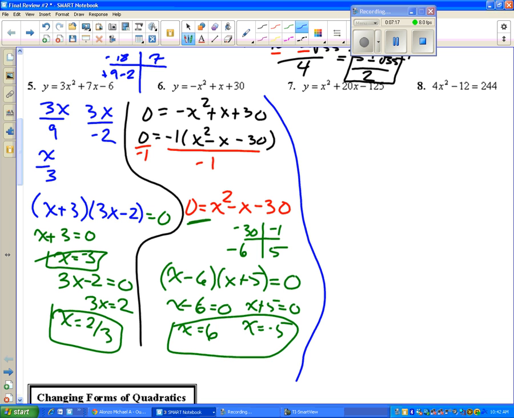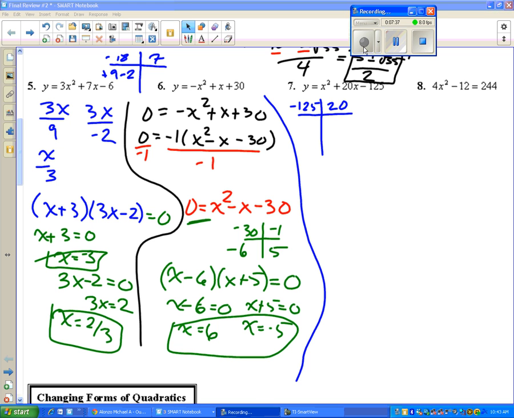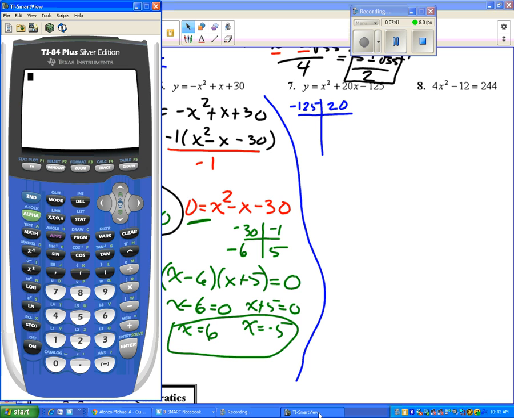Again, I've been doing all of this. Let's see what we can do here. This is a perfect square, but 125 is not. So let's see if we can do this by factoring. What multiplies to be negative 125 and adds to be 20? Go to my calculator and do negative 125 divide by x. Go to my table.